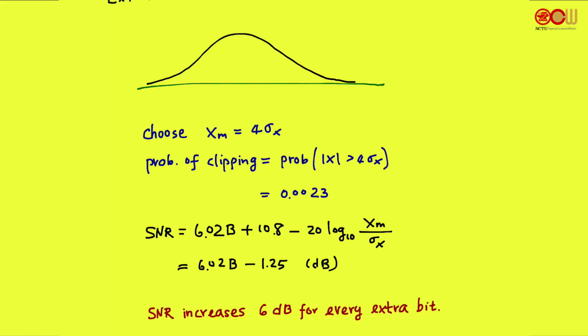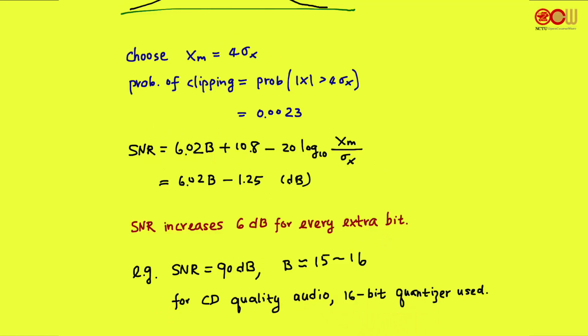What does this equation mean? It means that SNR increases 6 dB for every extra bit we put into quantization. For example, if we would like an SNR value of 90 dB, then the required B is around 16 bits. So for CD quality audio, 16-bit quantizers are used.